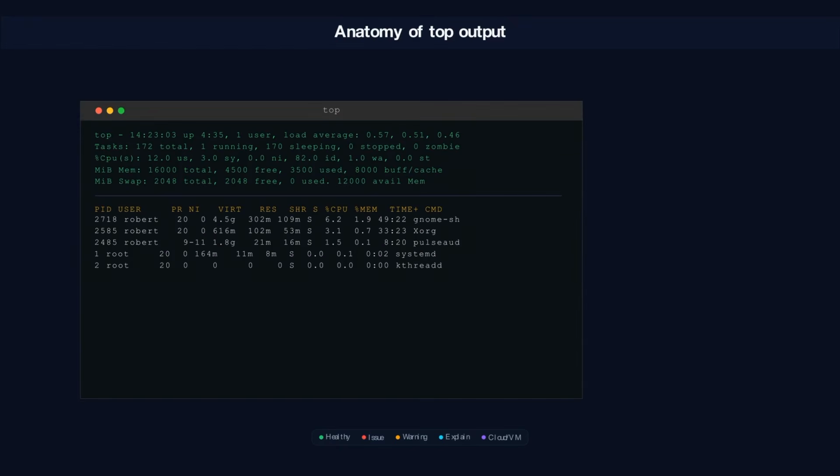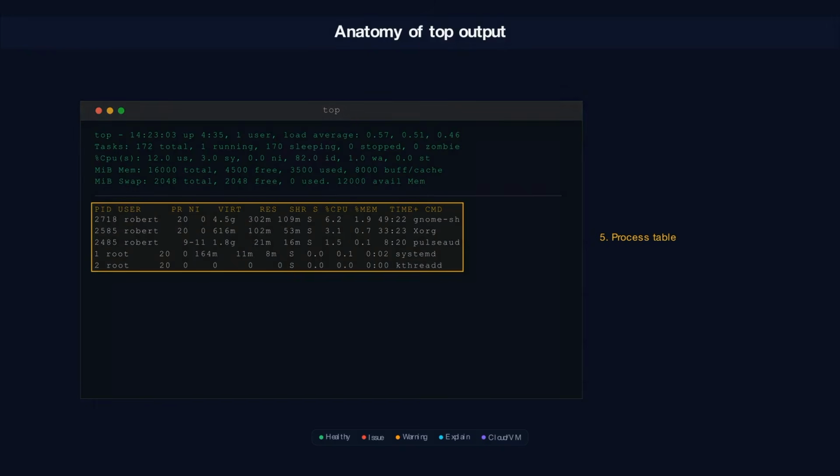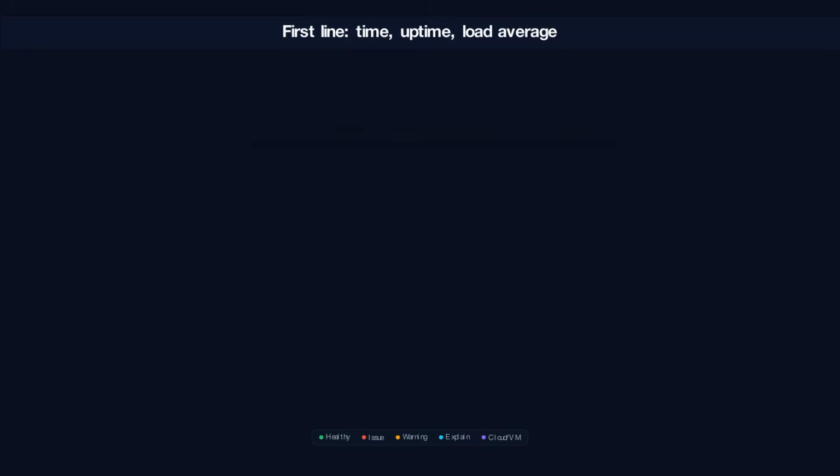The top screen has two halves. The upper half is the system summary, 5 dense lines packed with machine-level stats. The lower half is the process table, a ranked list of every running process, sorted by CPU by default. There are 5 key sections in the summary. Line 1, uptime and load average. Line 2, task counts. Line 3, CPU states. Lines 4 and 5, memory and swap. Let us zoom into each one.